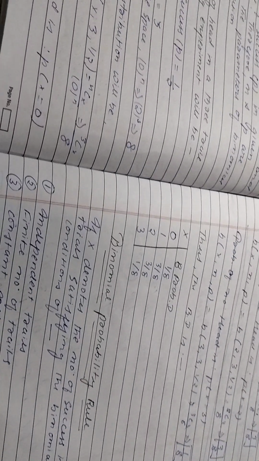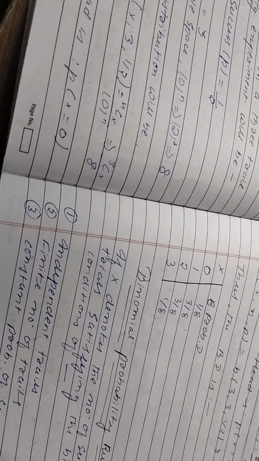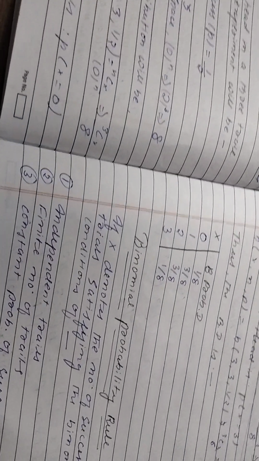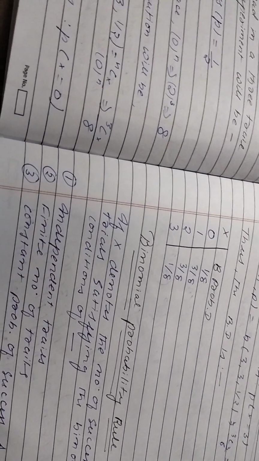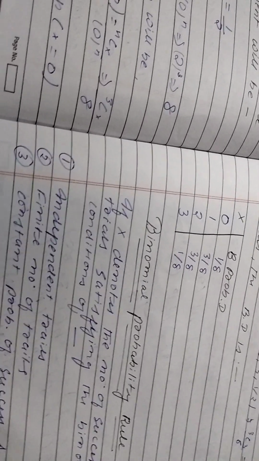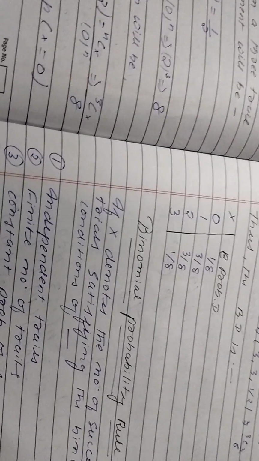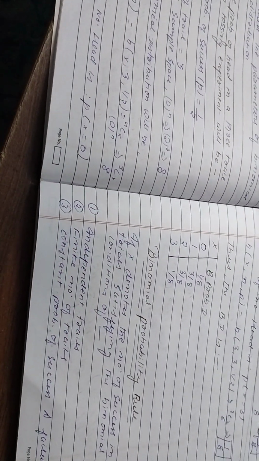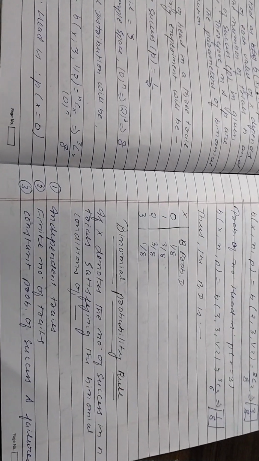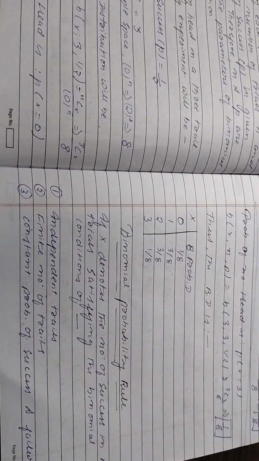So there is a constant probability of success and failure. So 1 by 2 is a constant, no matter in which trial you have taken, the probability of success and failure will not change. If you get the probability of success and failure in one trial, it is obvious that in every trial the probability of success and failure will be the same, no matter how much you try.